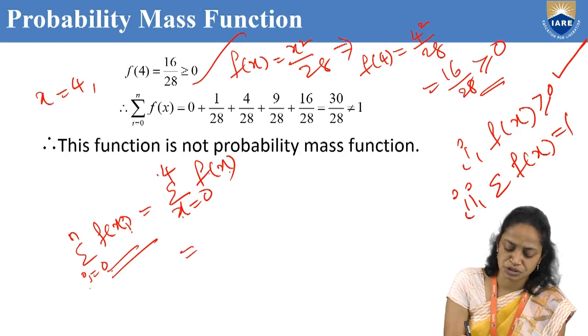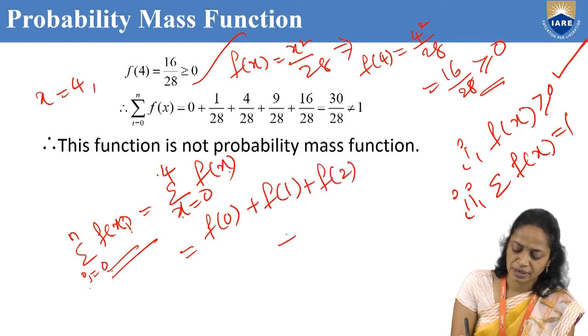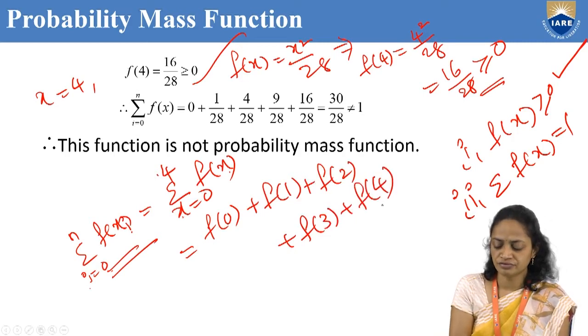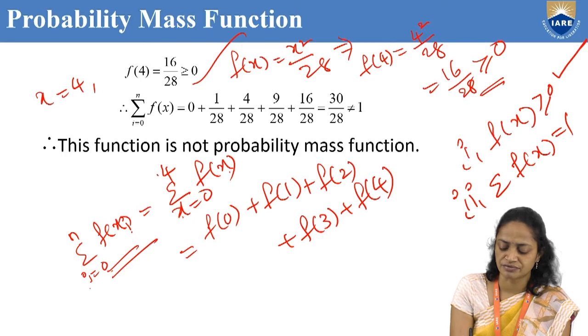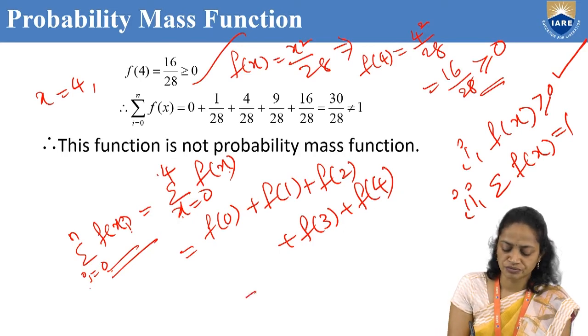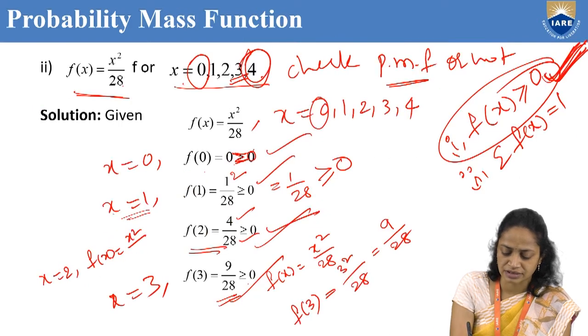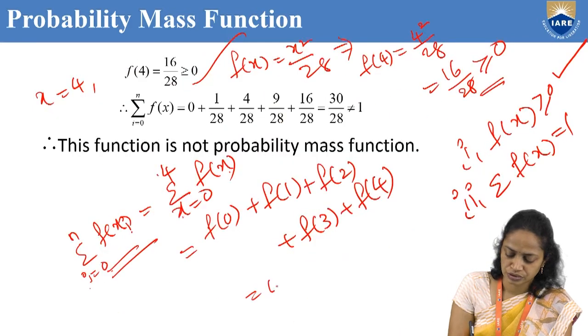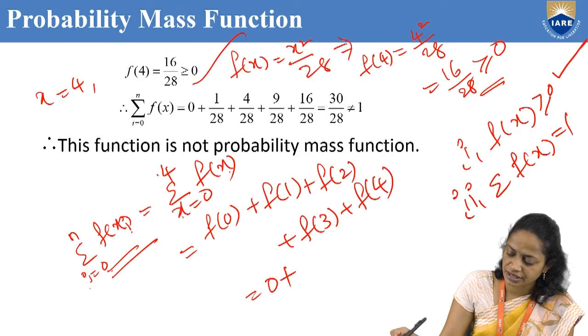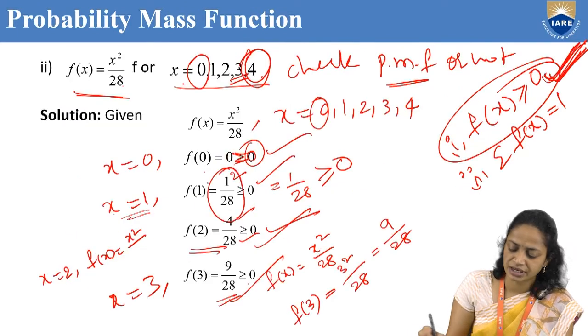That means substitute x equal to 0 first, next 1, next 2, plus next 3, plus f of x equal to 4. So f of 0 plus f of 1, f of 2, f of 3, f of 4. So we know that f of 0 is 0, plus f of 1 is 1 by 28.